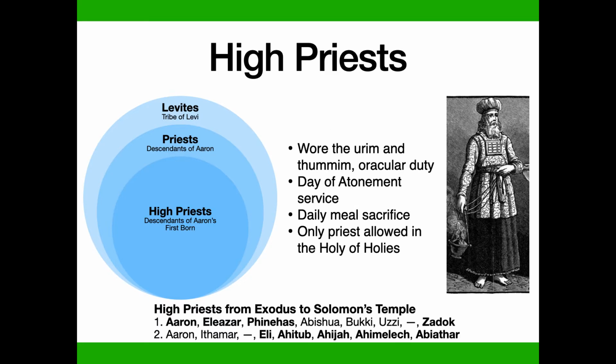Then moving on to high priests. They had to be descendants of Aaron's firstborn. They wore the Urim and Thummim, along with the breastplate that had the 12 gemstones, the 12 tribes, on it. They performed oracular duties, meaning they prophesied, saw into the future, stuff like that. Their most important function was on the Day of Atonement. So go back to the video on the feasts and festivals, and we'll see a lot about that.